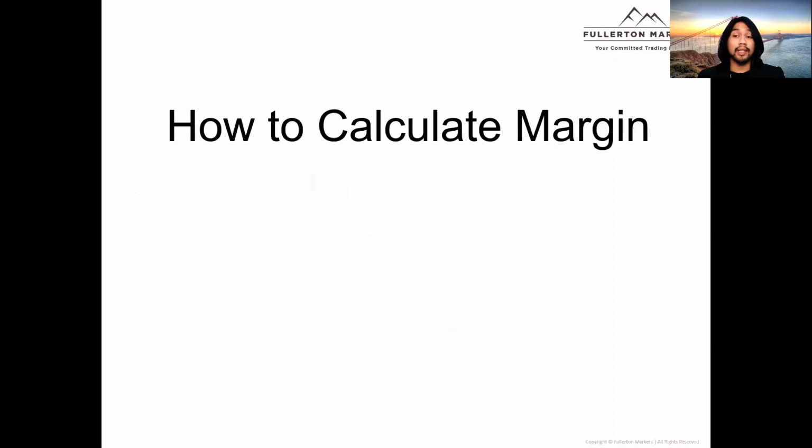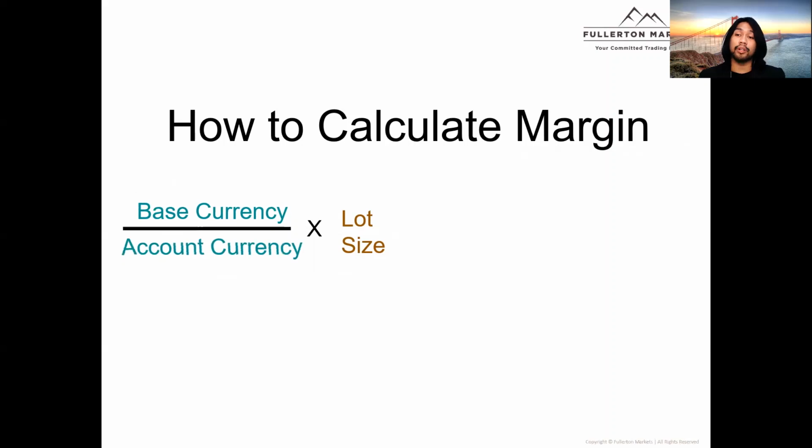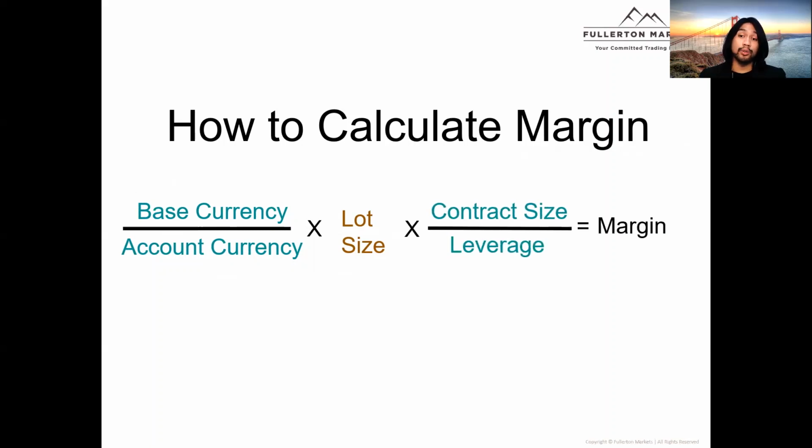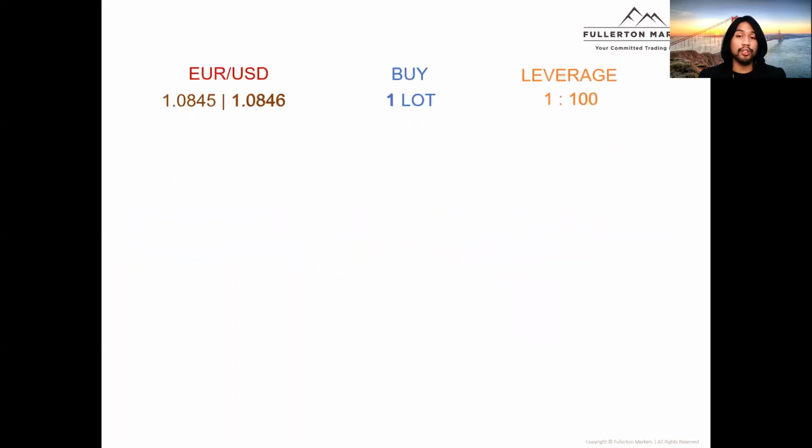Now, how do we actually calculate margin? Simple, we take the lot size, which is multiplied by the base currency, divided by the account currency. After which we multiply that by the contract size and the leverage used when we trade. This will then yield you the margin.